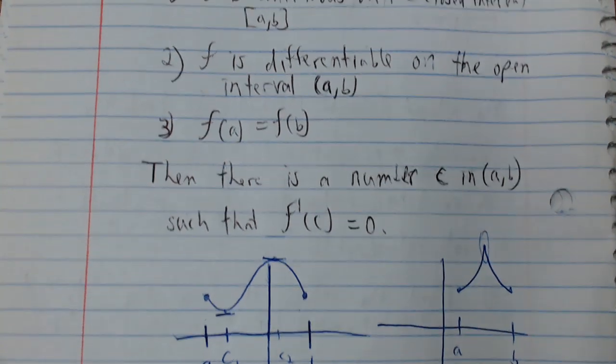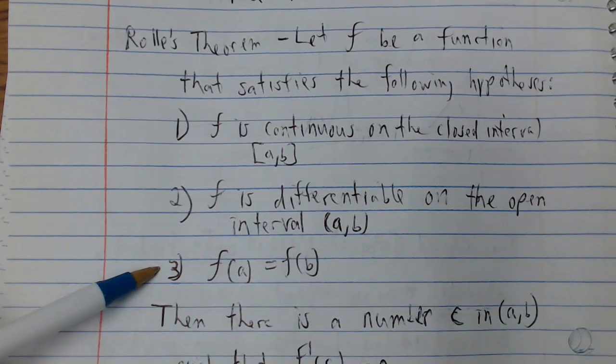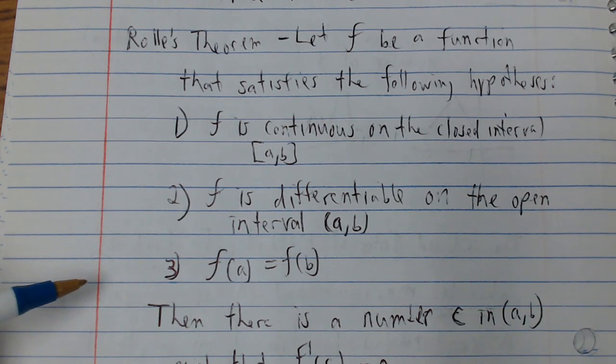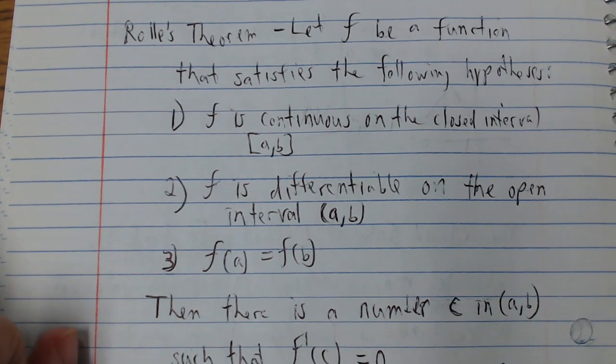So Rolle's theorem says, look, if these three conditions are true, we're guaranteed to have a place where the derivative equals 0, at least one place. There could be more than one, okay? So let's start off with looking at our first example, and then we'll hit the mean value theorem.